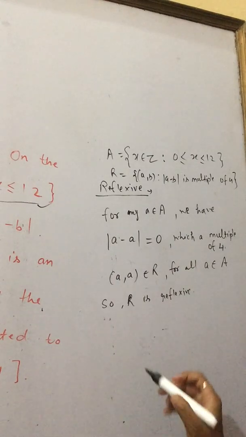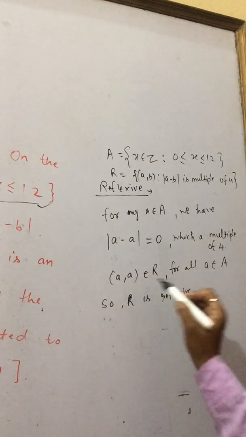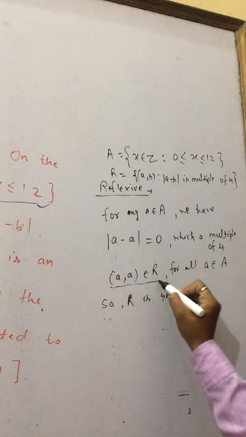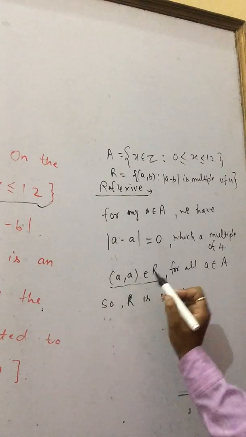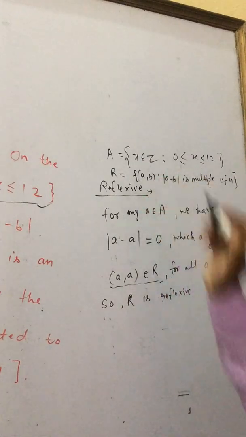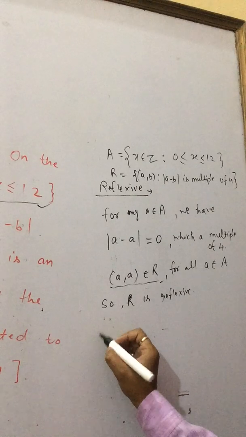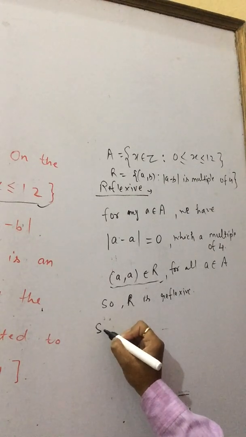If you want to prove a reflexive relation, this is the order: the ordered pair (a, a) belongs to R. So this is the relation. Now second is symmetry.